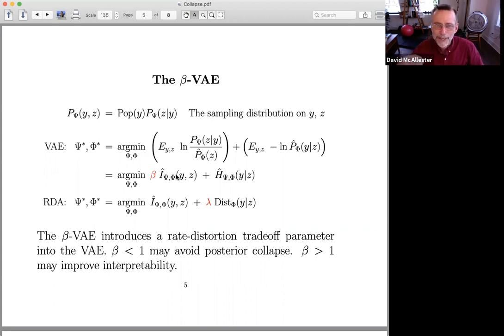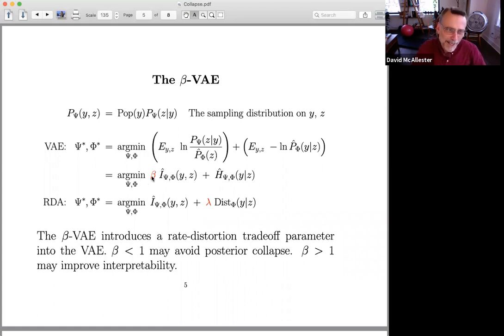The original paper that introduced this was focused on the other way. If I make beta larger than 1, let's assume we're getting some latent information z, then I might drive the mutual information down, which might simplify the latent variable and make it more interpretable. So both directions sort of have a motivation.